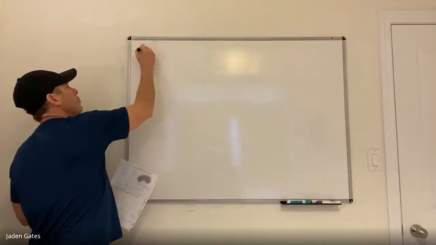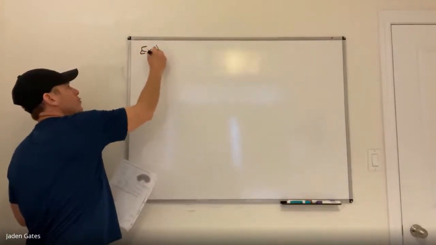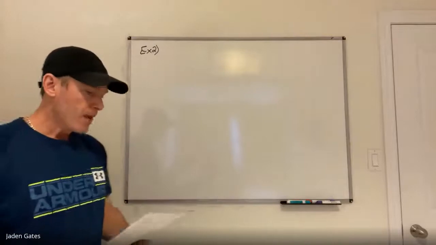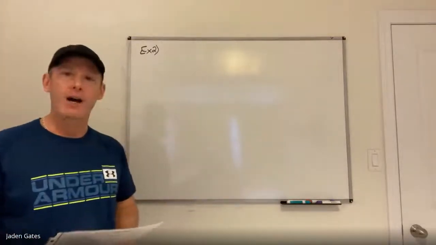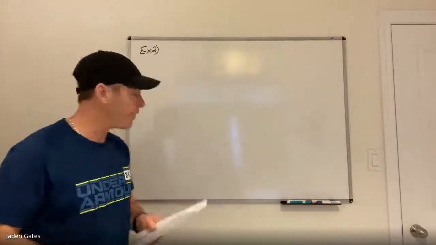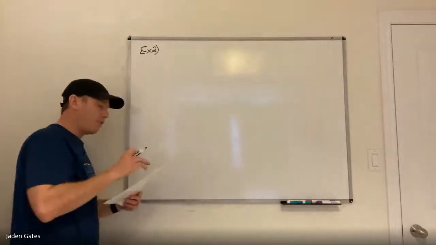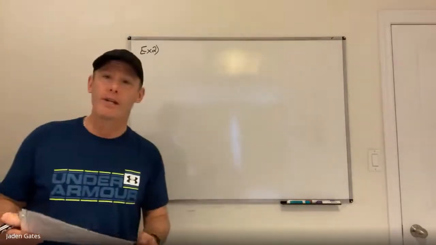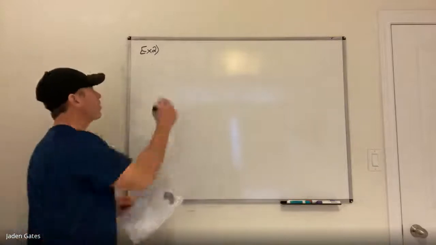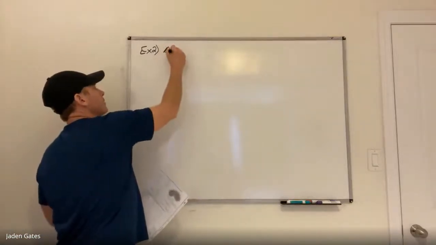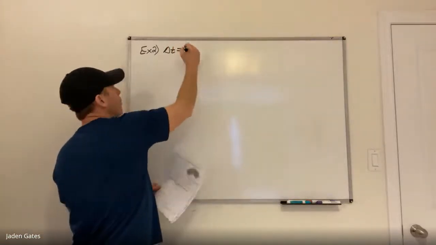In example 2, hopefully you have it in front of you here, but I'll try to put down some of the details. A lawnmower takes 4.5 seconds to travel from point A to point B. What is the average acceleration? All right, so here's the delta t. It says 4.5 seconds.